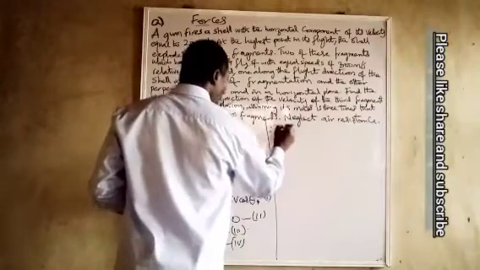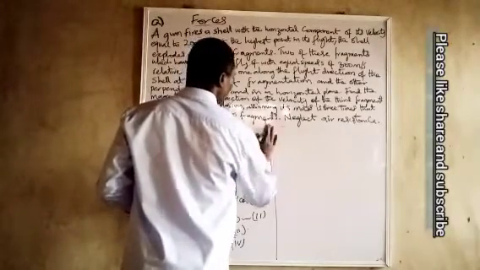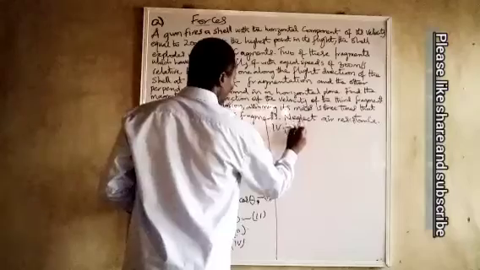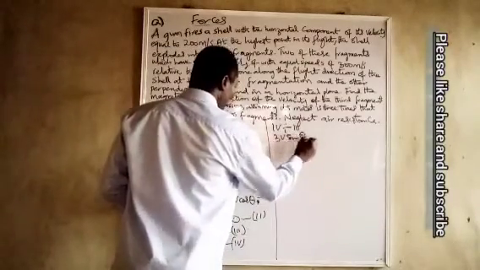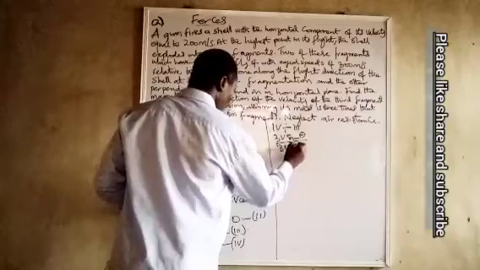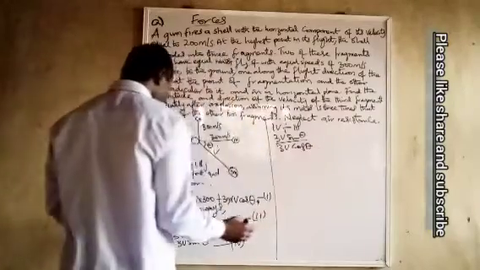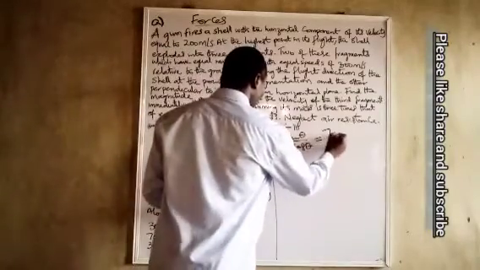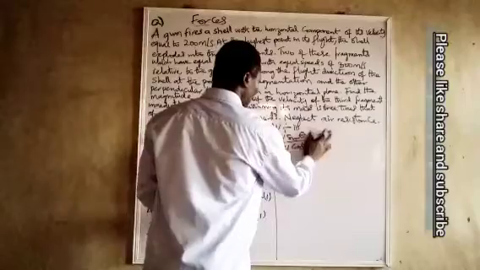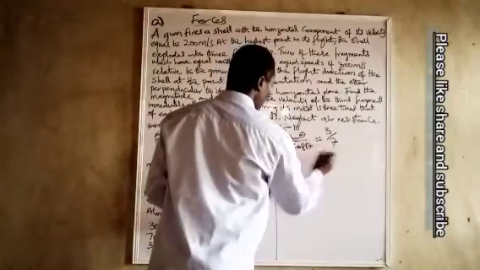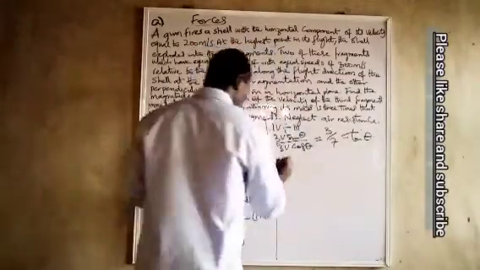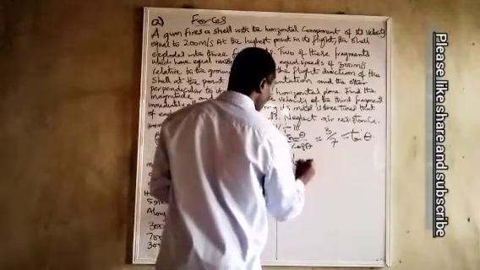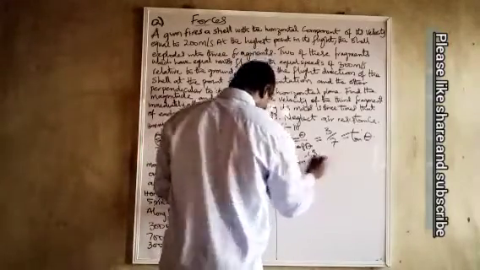Dividing 4 by 3, I have 3v sine theta over 3v cos theta, which equals 3 over 7. And that is tan theta. So theta is arctan 3 over 7.